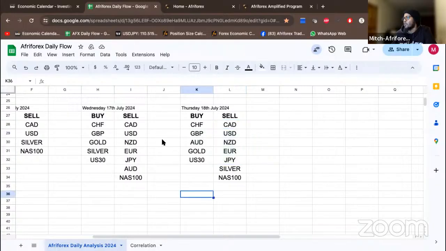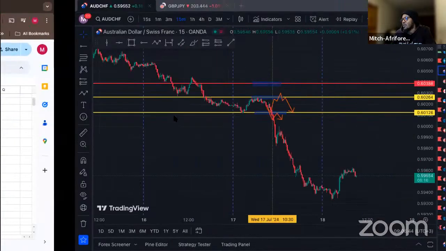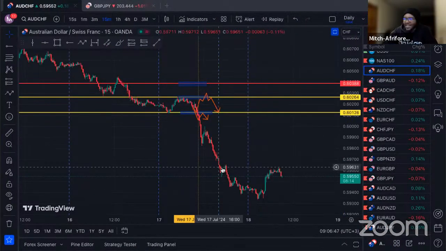Before we jump on today's pairs, let's have a look at the pairs that we did have yesterday that we're not going to be looking at today. We'll look at a few screenshots that we didn't manage to get, then we will jump on to today's pairs. We'll start off here with the Australian dollar against the Swiss franc.